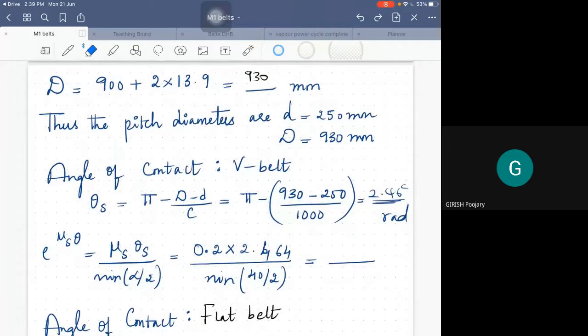So what you do is, this is nothing but apparent mu. Hope you got it. Mu1 is apparent. It is mu divided by sin of alpha divided by 2. They have directly written it, it is not a new formula. Did you understand?